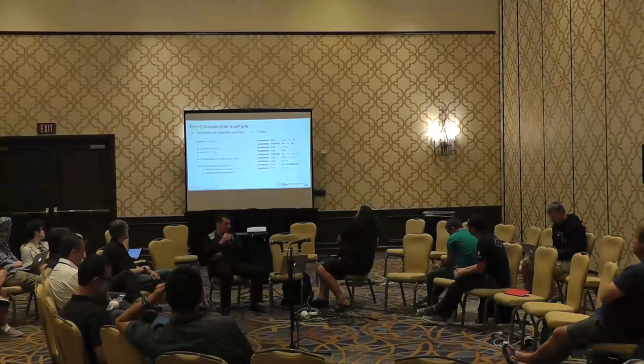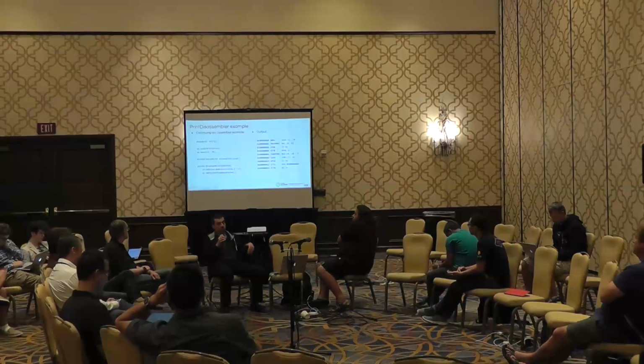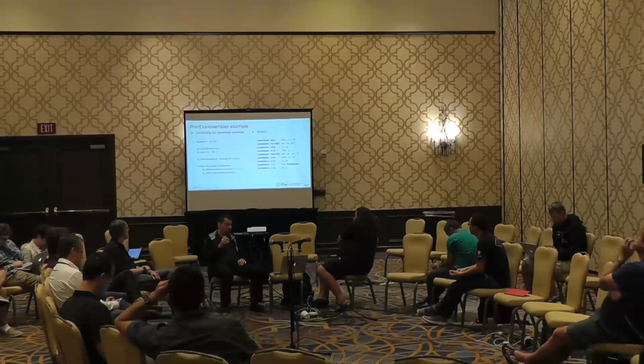So here we have an example. This contains the previous example that you saw several slides ago. We just declare a PrintDisassembler object, and we call a method to disassemble the whole buffer. The assembler provides methods to obtain the buffer and the size in order to do that, and we get the output, which is on the right.